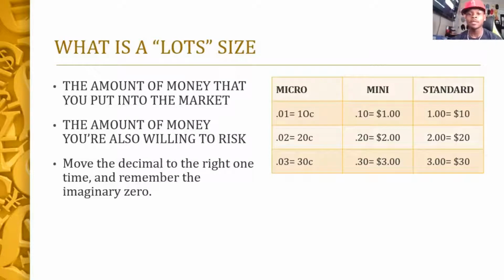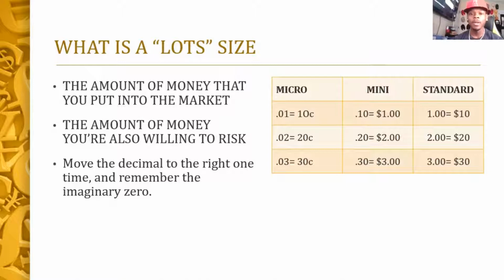With a micro lot size, a 0.01 represents 10 cents, a 0.02 represents 20 cents, a 0.03 represents 30 cents. So you're basically putting 10 cents into the market with a micro lot size. A mini lot size represents $1 in the market. So a 0.1 equals $1, a 0.2 equals $2, and a 0.3 equals $3. In a standard lot size, you're putting $10 into the market. So a 1.0 equals $10, a 2.0 equals $20, and a 3.0 equals $30.